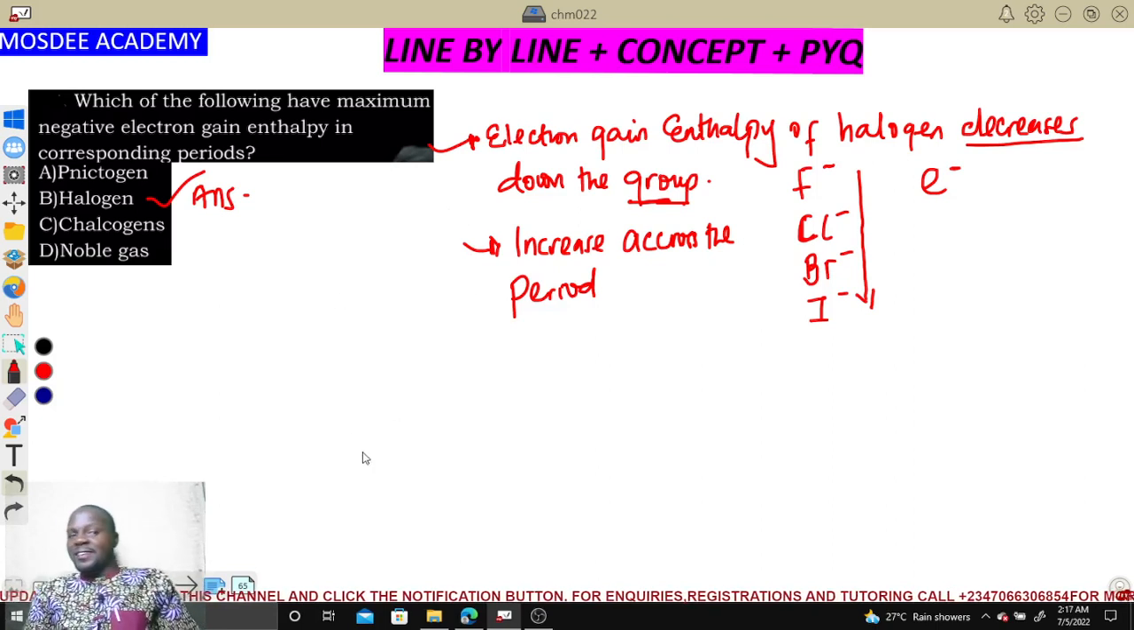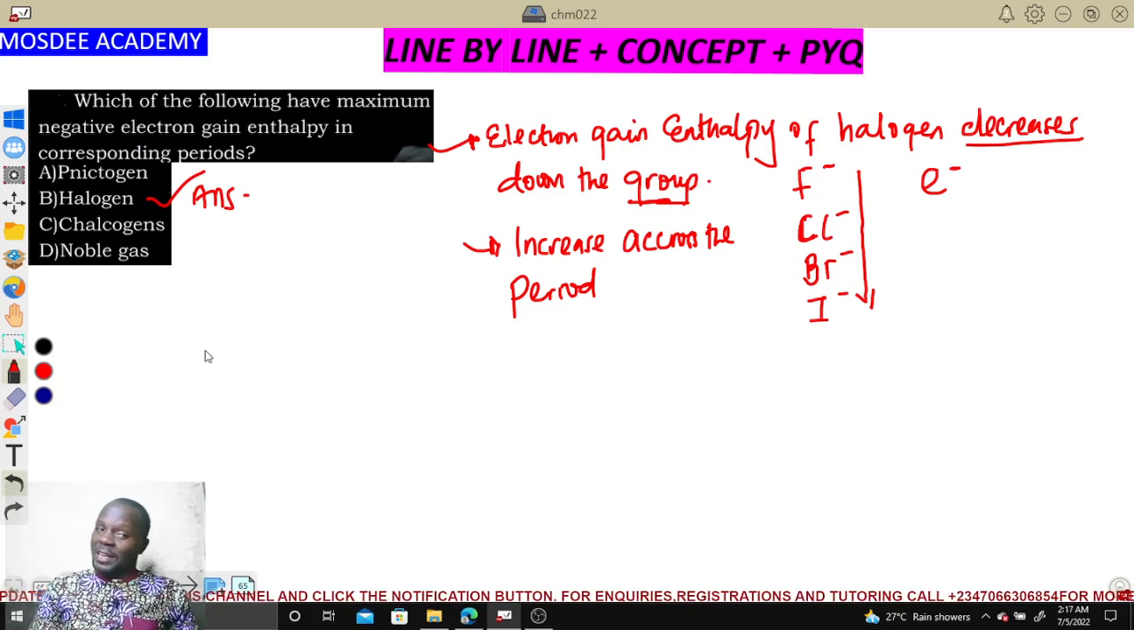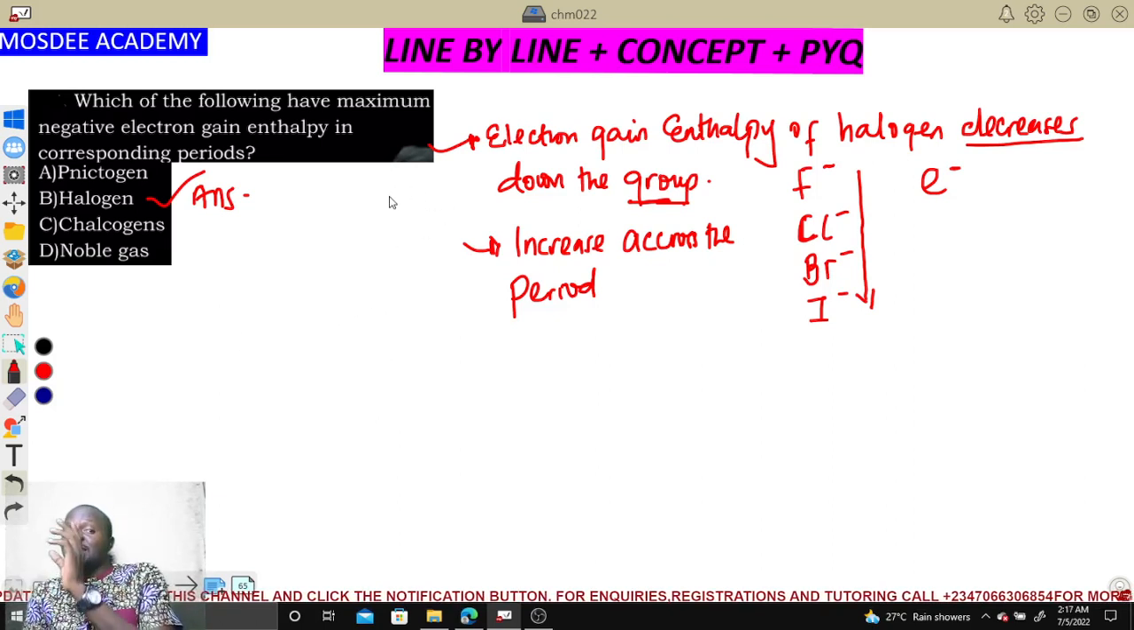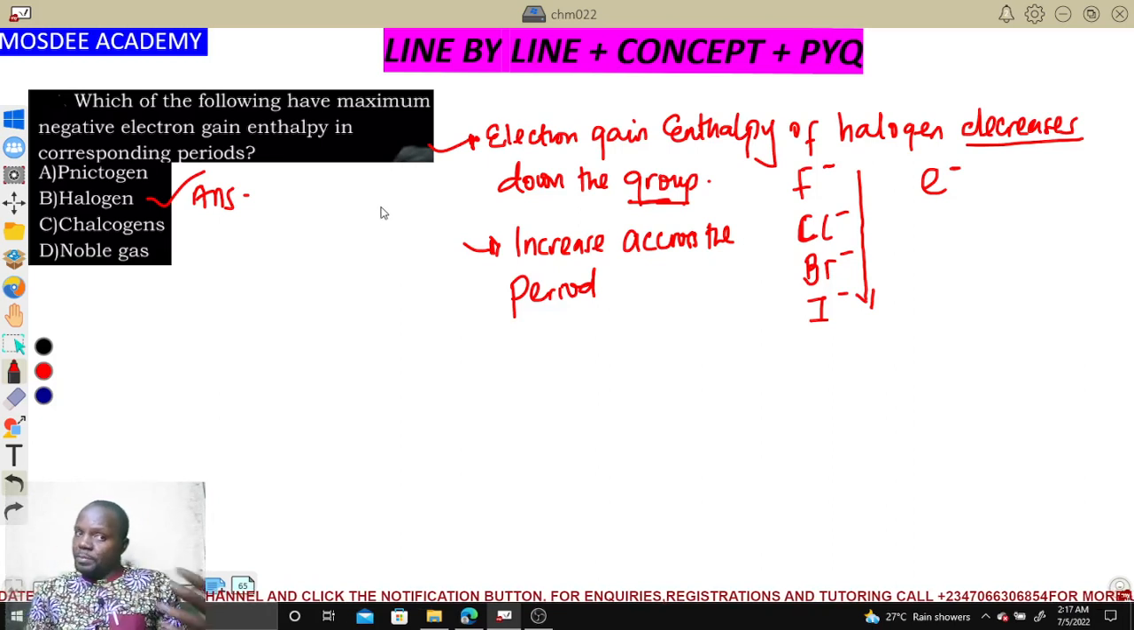They also have the highest what across the period again. We've talked about that if you are following, admin. Very good. My admin are really following. So they have the highest negative electron gain enthalpy across the period.